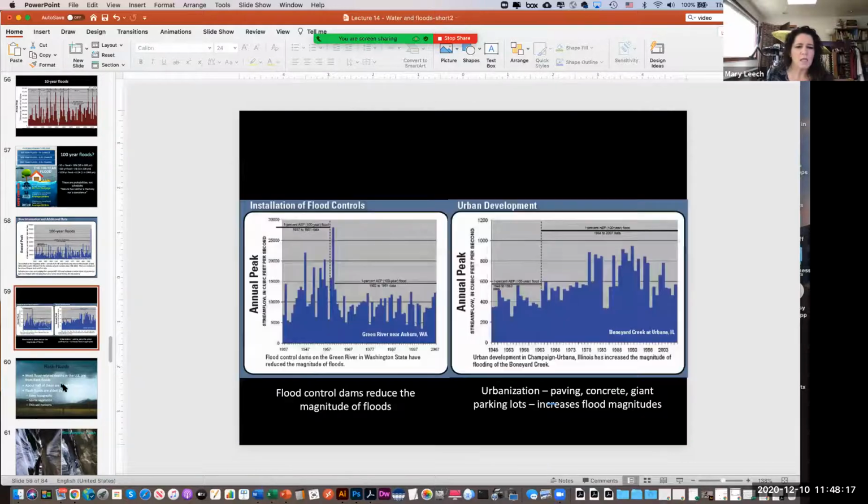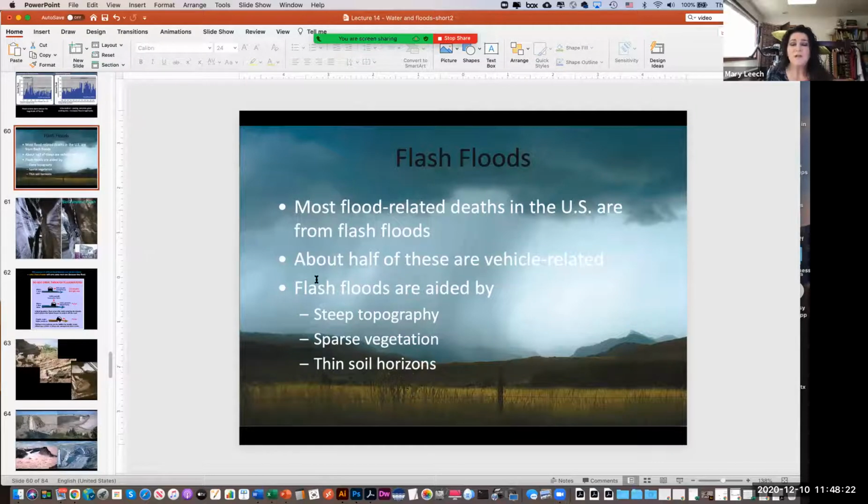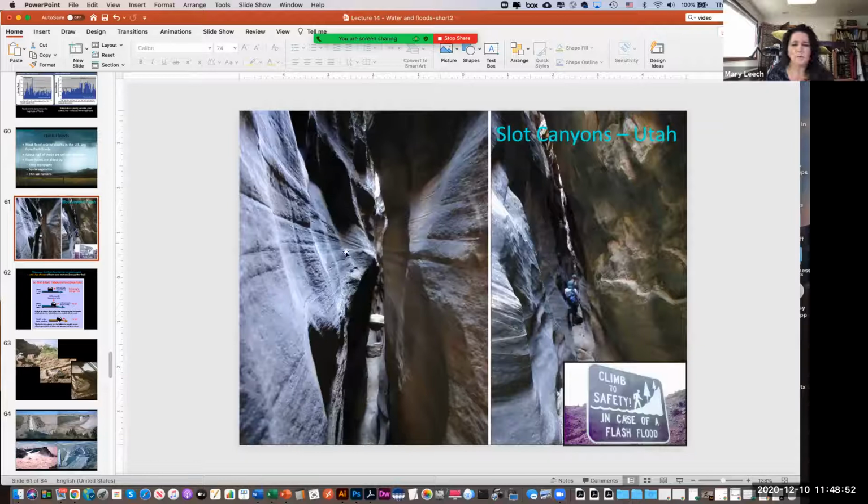I'm skipping this and this, enough graphs, more pictures. Okay, flash floods are the other kind. So we had regional floods like the Mississippi, and flash floods are what we get often in desert regions where there's steep terrain, not very much vegetation, and so there's not a lot of soil either. Meaning there's not a lot of soil for the water to soak into. There's not a lot of vegetation whose roots would soak up some of the water, right? And because it's steep, you're probably dealing with more rocky terrain.